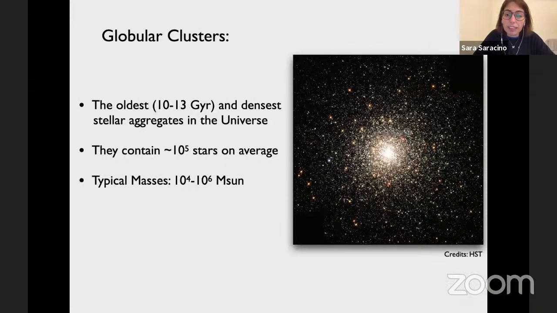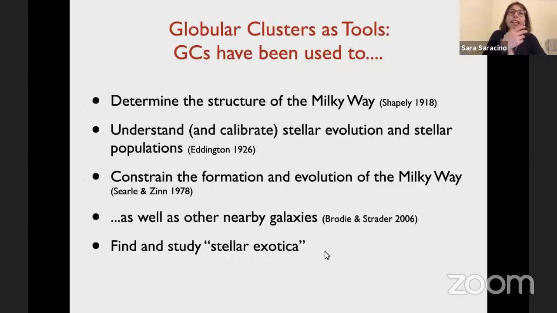So let's start from the very basics. I know that all of you know about globular clusters, but just to put everyone on the same page, let's talk about what they are. These are actually the oldest and the densest stellar aggregates in the universe. They contain, on average, 10^5 stars with masses from 10^4 to 10^6 solar masses. Globular clusters have been used during the last years and decades as tools for many different things.